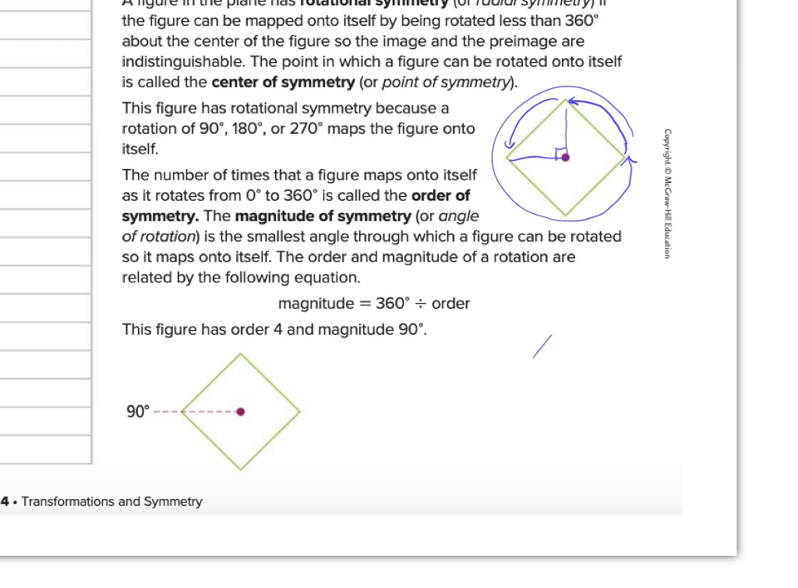And let's see if I had this. It's always hard for me to draw, but a hexagon.